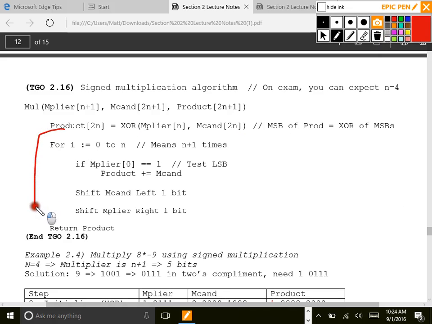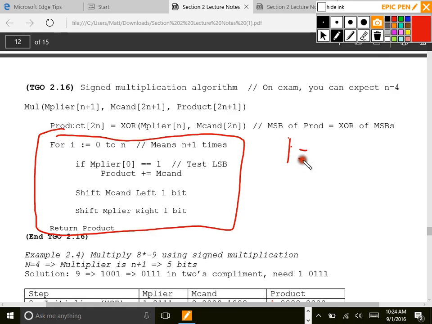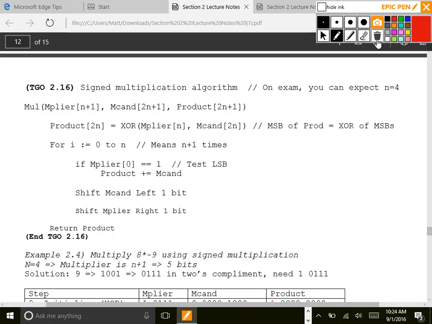So here, this is the rest of the algorithm. So we're going to go from I equals 0 to n. So we're actually going to do this n plus 1 times, right? And we'll be able to see a couple of examples of this here. If the least significant bit of the multiplier is 1, then we're going to add the multiplicand and the current product.